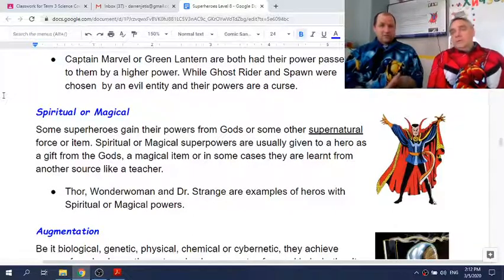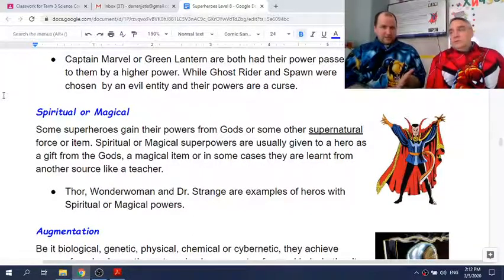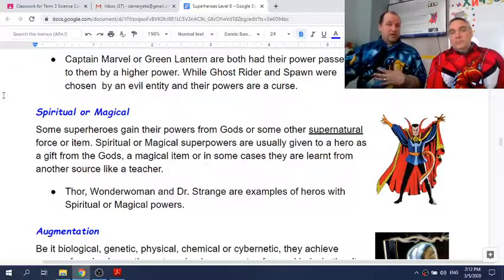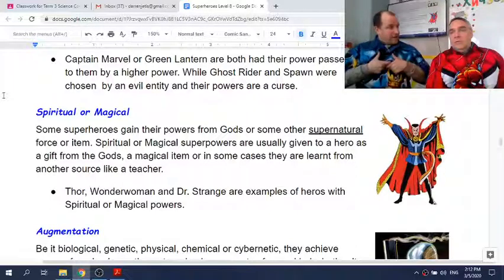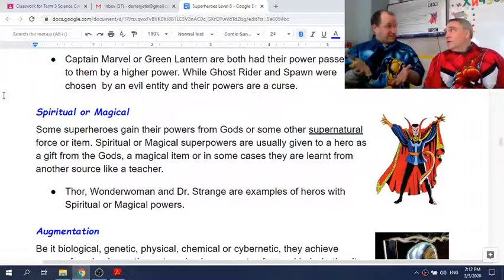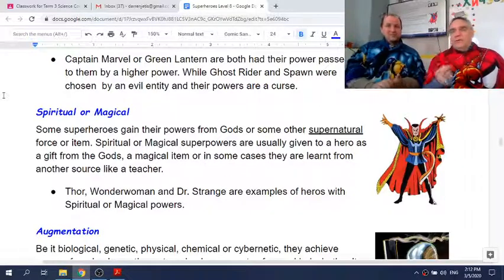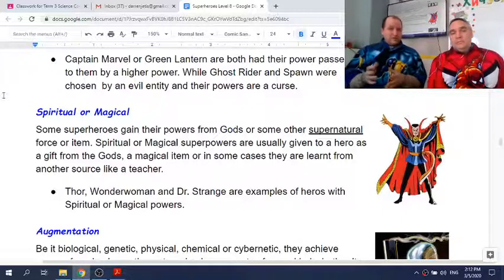He got his powers by studying under the Ancient One, and the Ancient One, when she died, passed on even more power to him. Also his magic cloak. He has the Eye of Agamotto, that amulet, also known as the Time Stone, and other devices that those magical guys use. So he's a good example.